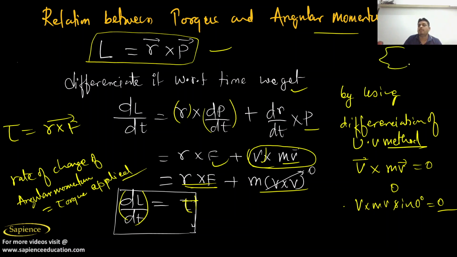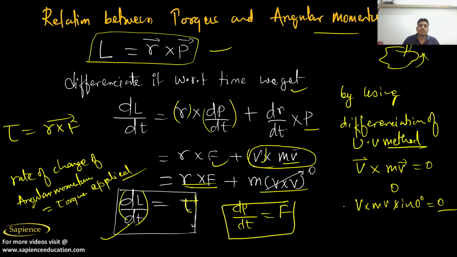If any body is there and it is being rotated or not rotated, we don't know, but if you apply a net torque, its angular momentum will change. Rate of change of angular momentum is equal to torque. It is similar to rate of change of linear momentum. We have studied that rate of change of linear momentum is force. So similarly, rate of change of angular momentum can be written as torque.